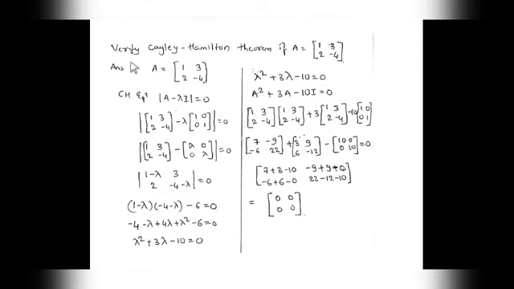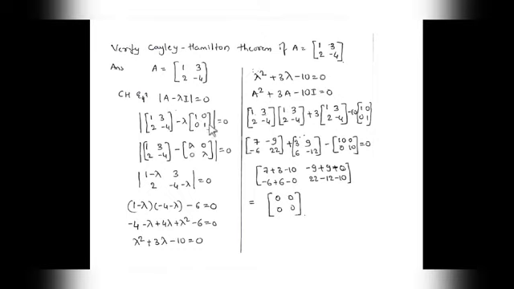Now one more example is of verification. Verify Cayley-Hamilton theorem if given matrix A is equal to [1, 3; 2, minus 4]. Now the given matrix A, I have taken it. Now we know the characteristic equation, that is, determinant of A minus lambda I is equal to 0. Determinant of matrix A minus lambda into the identity matrix will be equal to 0.